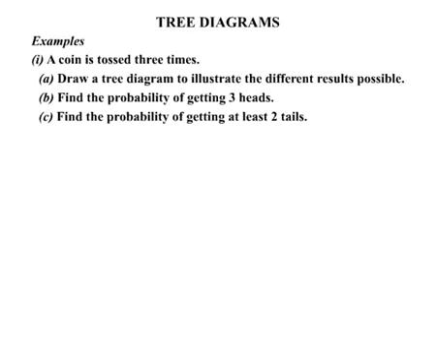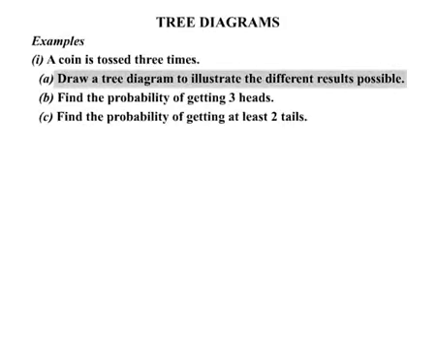Now in this lesson we'll look at drawing some tree diagrams to help us solve our probability questions. Examples. A coin is tossed 3 times. In part A we need to draw a tree diagram to illustrate the different results possible. Then in part B, find the probability of getting 3 heads. And finally in part C, find the probability of getting at least 2 tails.